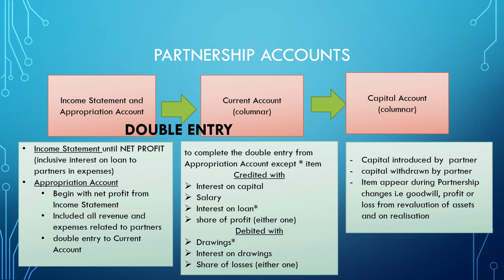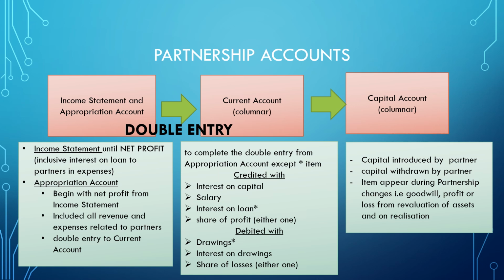So this appropriation begins with the net profit from the income statement, and then you have to include all revenue and expenses related to partners. So what is the revenue and expenses related to partners? We can see it will be a double entry from current accounts. This is the current accounts columnar form, right? So it will be interest on capital, salary, share of profit, interest on drawing, share of losses. So profit and losses is either one.